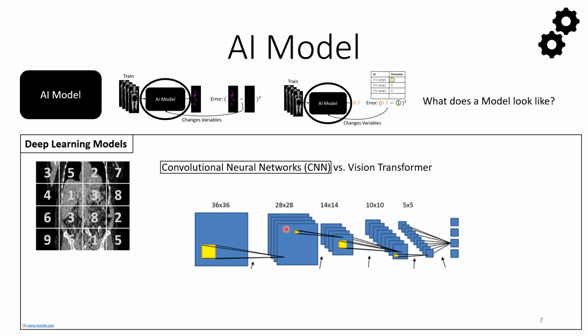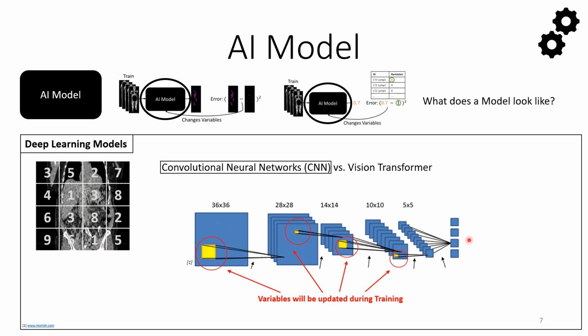This is like the first slice, the first part. Then we have a new kernel here, and we repeat this and repeat this, until in the end we have a vector of numbers. This is how a convolutional neural network looks.